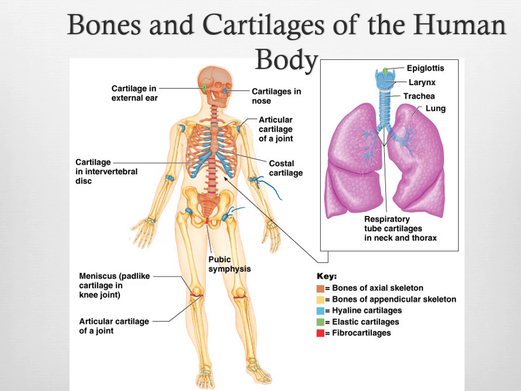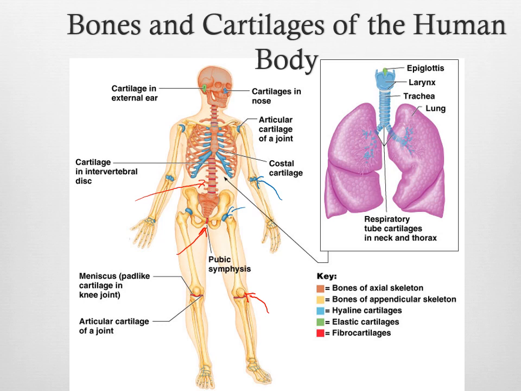In certain areas, we need a little bit of extra protection in between the joints, and so we have what we call fibrocartilage. We find fibrocartilage in between the knees as the meniscus, in between the pubic bones as the pubic symphysis, and in between the vertebrae as the intervertebral discs.